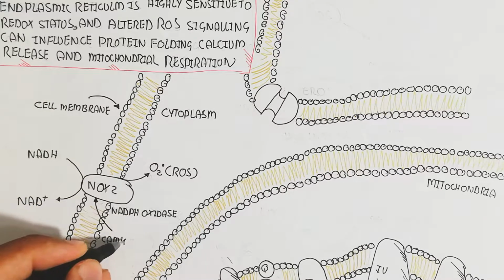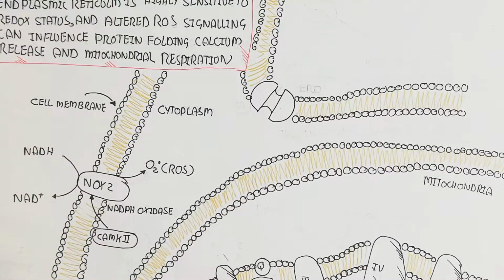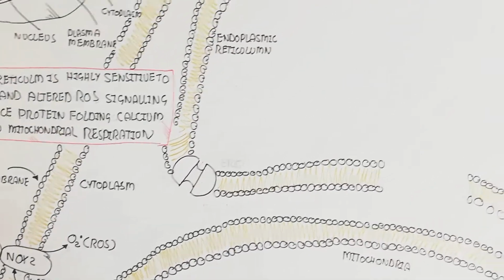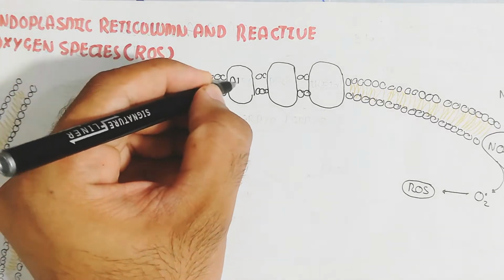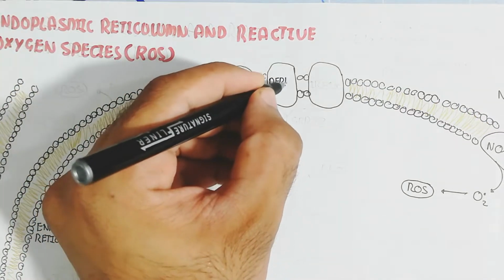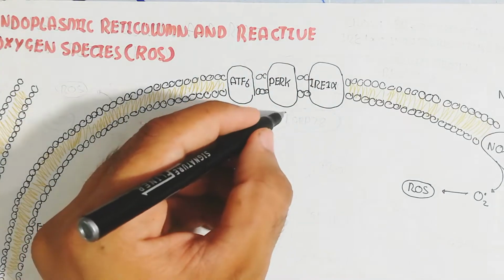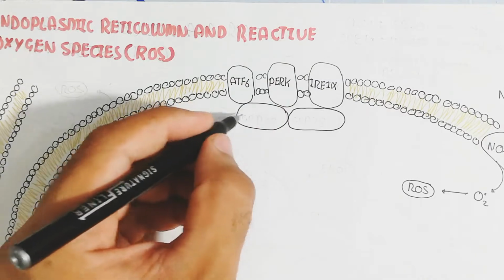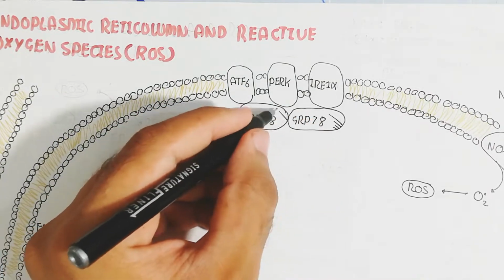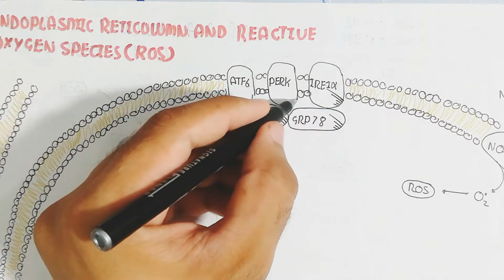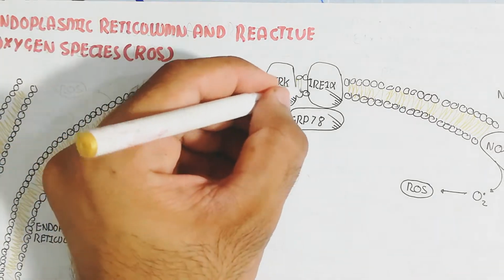This basically is the calmodulin dependent kinase 2. Calmodulin dependent kinase 2 enzyme basically activates NADPH oxidase, and in this way will produce more reactive oxygen species when hypoxia occurs. So this is the trimeric protein, ATF6, PERK and IRE1 alpha, which is bound dimerically inside, as you can understand.